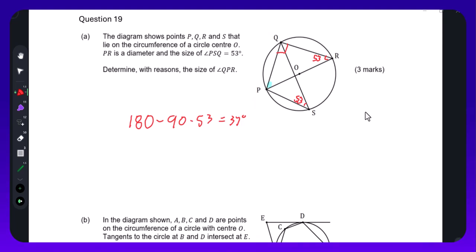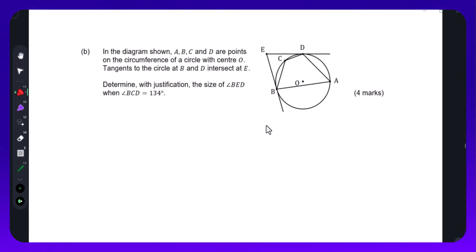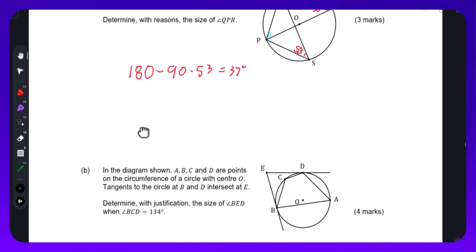Because this one is quite straightforward, I won't write down all the steps, but yes, to find angle PQR equals 90, it's subtended by the diameter. QSP equals QRP because they're in the same segment, they're both 53 degrees. And the angle sum of triangle QPR is 180, therefore 180, take 90, take 53 equals 37 degrees. I believe those are the three things you would need to get all three marks.